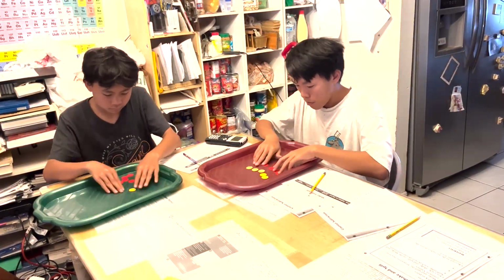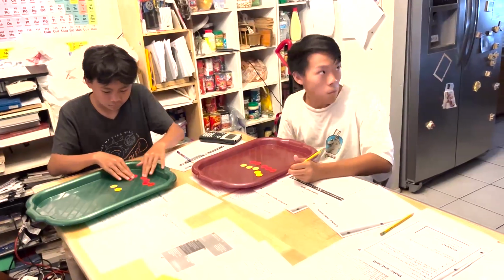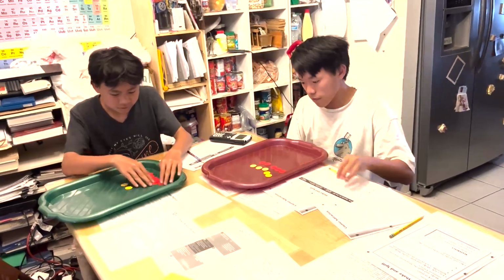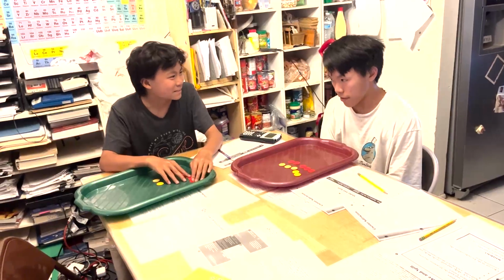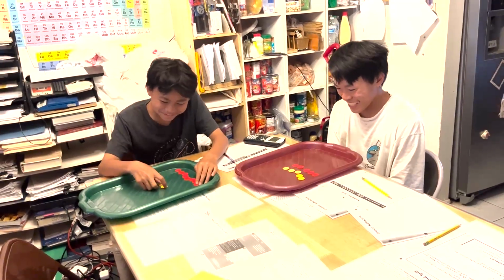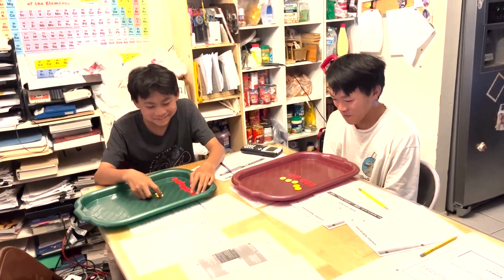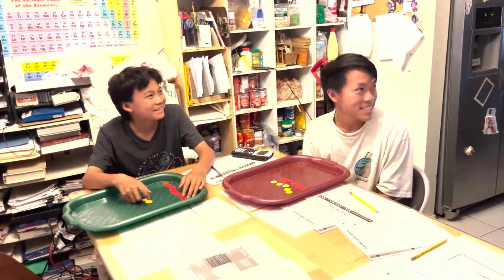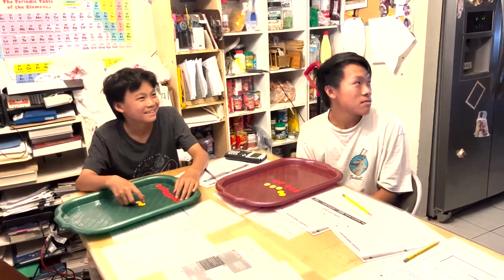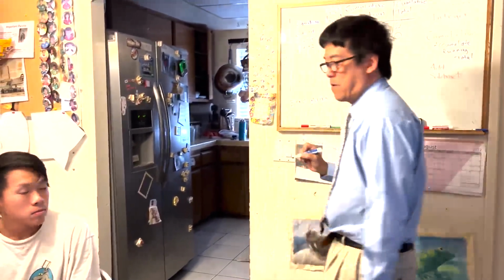Okay. All right. Jaden, what's your equation? Negative 8 plus 2. Okay. And what do you get when you separate the 0 pairs?